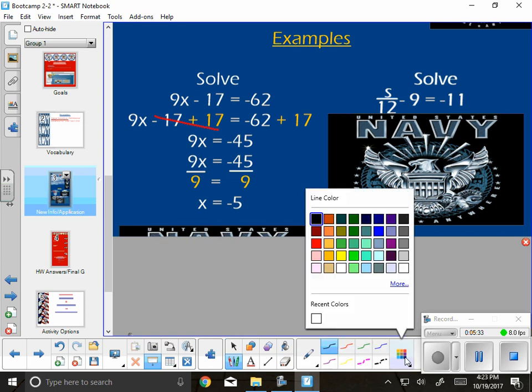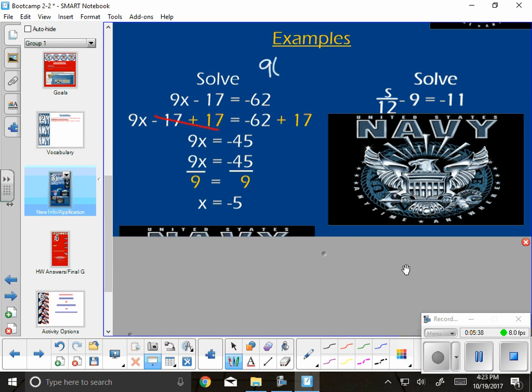So if we were to go and replace that and check our answer, we would just go 9, and then where the x is, put in negative 5 minus 17 equals negative 62. And now 9 times 5 is 45, but we have a negative, so it would be negative 45. And remember, subtracting is just adding the opposite, which equals negative 62. And negative 45 plus negative 17 equals negative 62. And does negative 62 equal negative 62? Yes, it does.